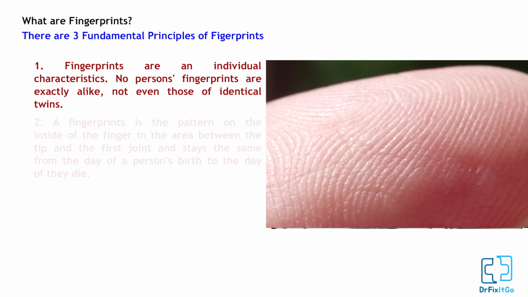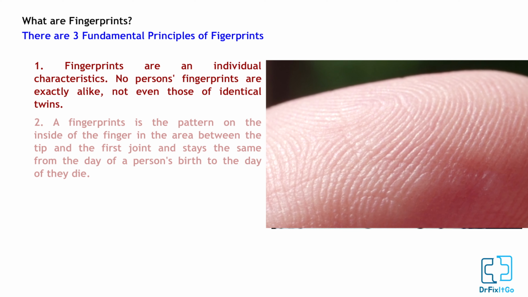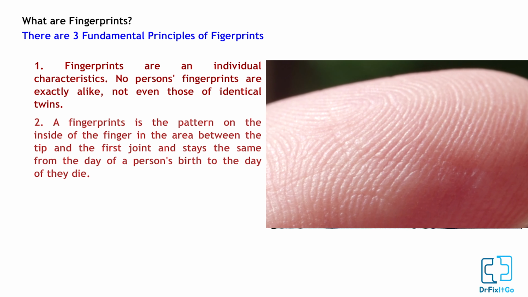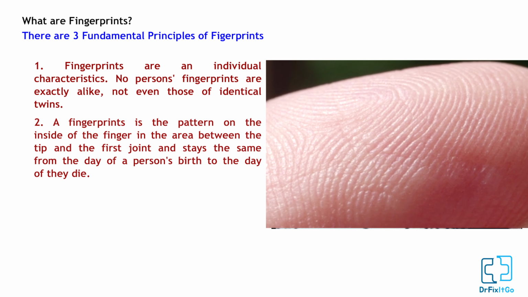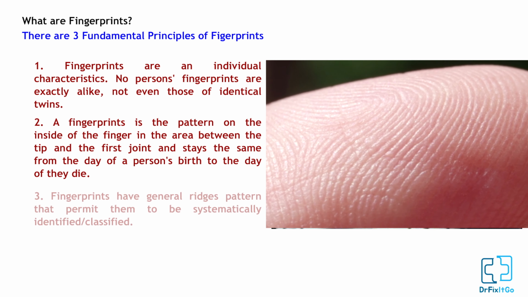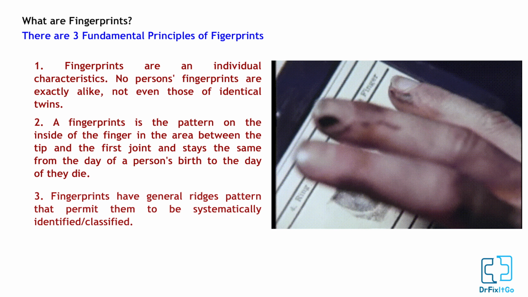Second, a fingerprint is the pattern on the inside of the finger in the area between the tip and the first joint, and stays the same from the day of a person's birth to the day they die. Third, fingerprints have general ridge patterns that permit them to be systematically identified or classified.